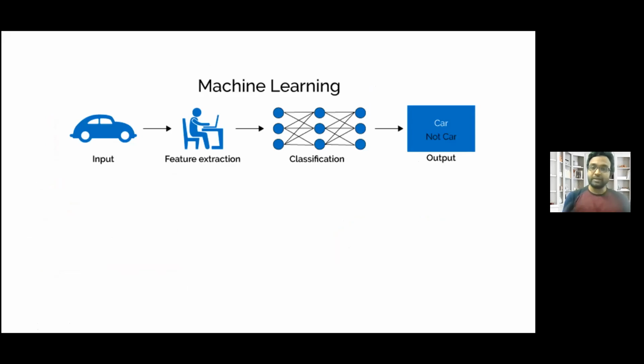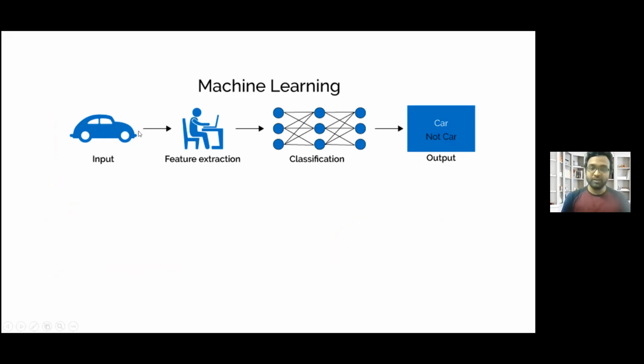So the traditional approach of modeling has been: you have an input image, and a person, the experimenter or modeling person, would extract the features from that input image and pass them through a machine learning algorithm, be it a classification algorithm, a regression, or any other algorithm, to get the desired output. In this case, it's a car or not a car.